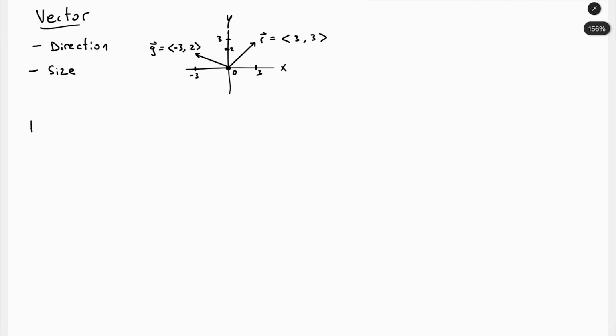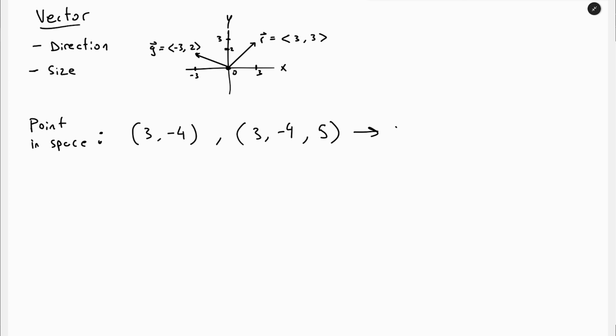So before, we had a point in space, and we were showing it with this notation. Let's say the point (3, -4). Or maybe you can also say it in 3D and say maybe z is 5. So this is a point, and this is scalar.